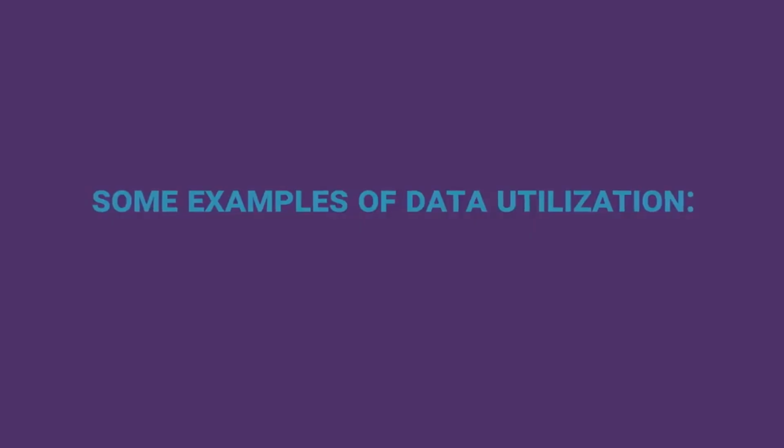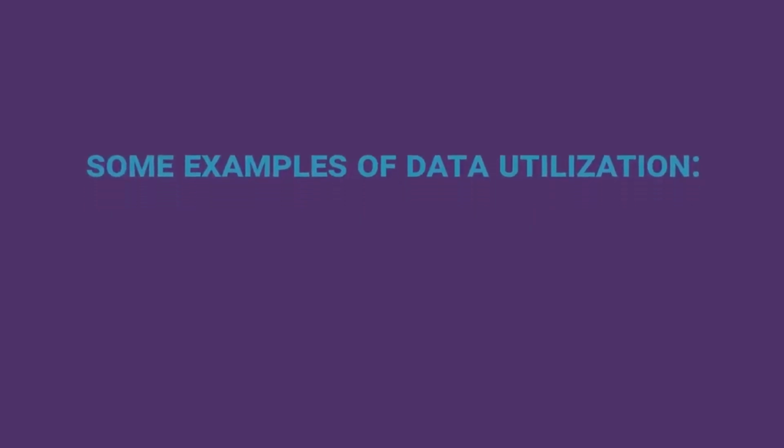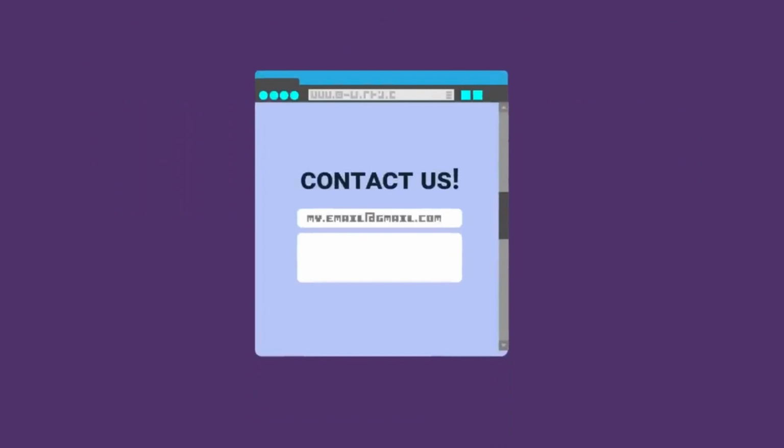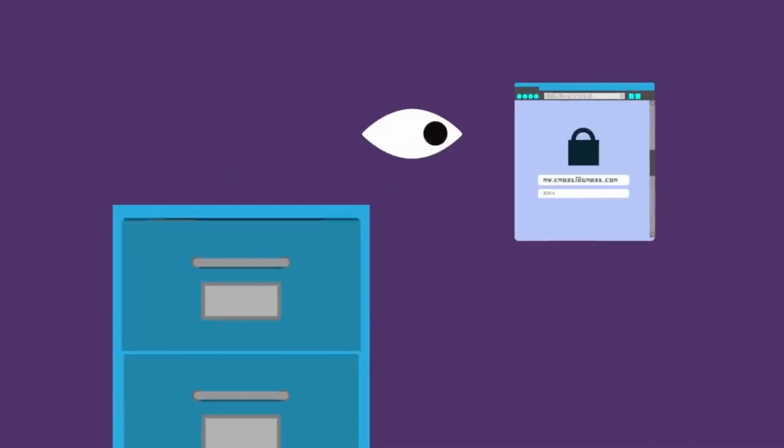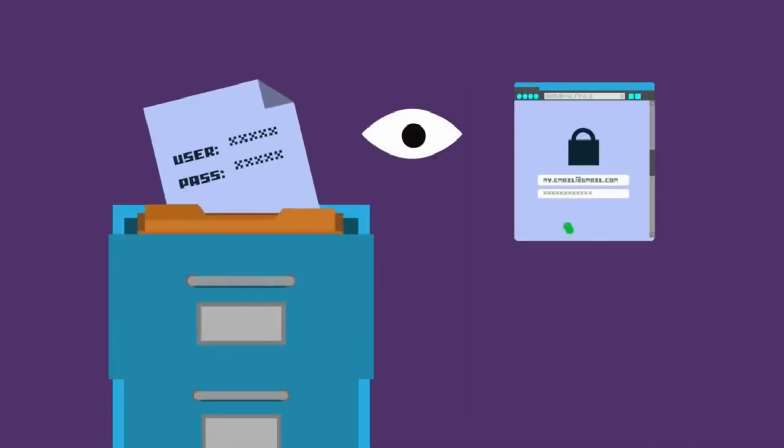Some examples of how data is utilized on websites are, if you have a contact form on your website, you could build the form so that every time someone submits the form, their data is saved onto your database. You can also store user logins on the database and write logic in the server-side language to handle checking and authenticating the logins.